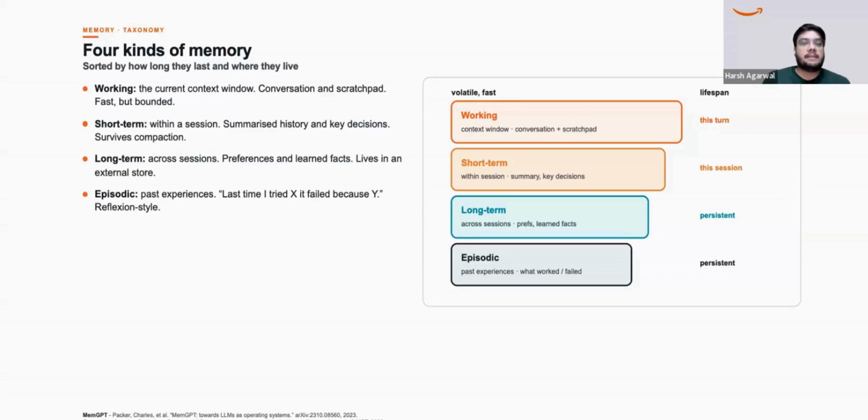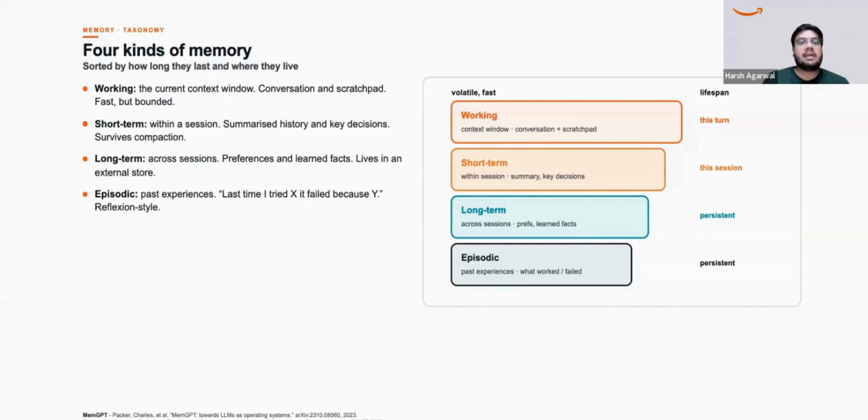Then there is short-term memory within a single session. As the conversation picks up and gets long, you summarize the older parts and keep the key decisions, so it survives the context compaction. Then there is long-term memory across sessions. This is where user preferences and learned facts live. Basically, stuff like this user always wants TypeScript, not JavaScript. And this memory lives in an external store, which is a database, and it's always there.